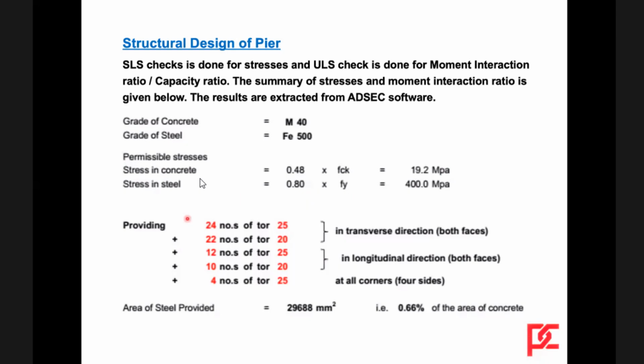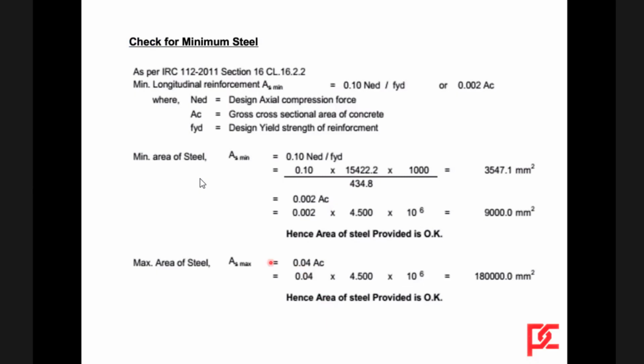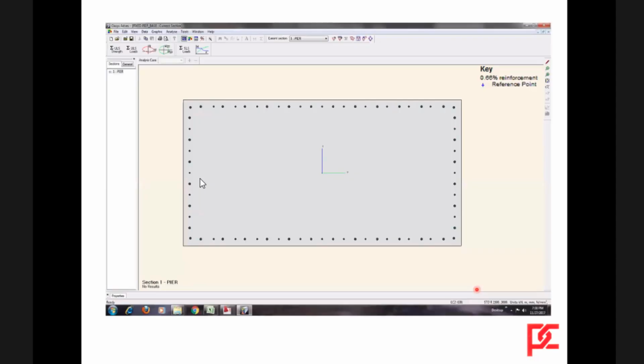So this is the reinforcement that we have provided in that pier, about 0.66%. And then check for minimum steel. As per this clause of 112, the minimum steel that is to be provided is 9,000 square mm, and the maximum is 1,80,000. What is provided is somewhere in between, so it is okay.